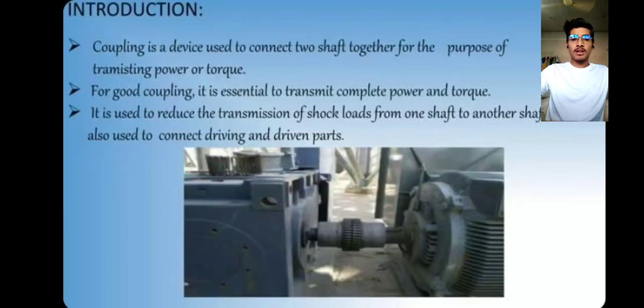Introduction. Coupling is a device used to connect two shafts together for the purpose of transmitting power or torque. For good coupling, it is essential to transmit complete power and torque. It is used to reduce the transmission of shock loads from one shaft to another shaft, also used to connect driving and driven parts.